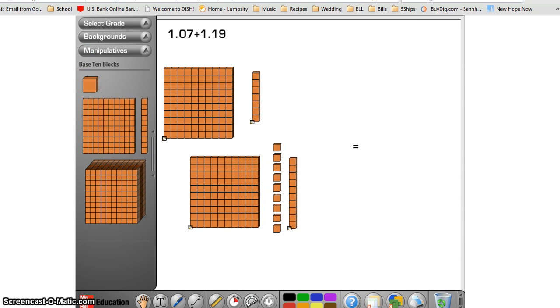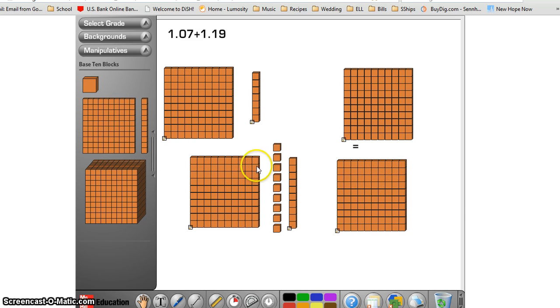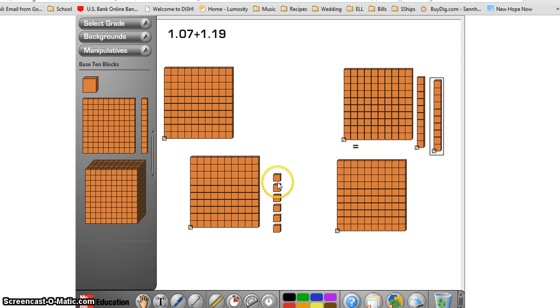Now that you can see that we have both of the equation, here we have 1.07 and here we have 1.19, or 1 and 19, and so we have to show what they are together, which means we just add them like we would normal. So we're going to have 2 flats, and then here we have 7, so let's just do 8, 9, 10, which means we have 2 longs, and we have 1, 2, 3, 4, 5, 6 pieces left. So we can just take those over.